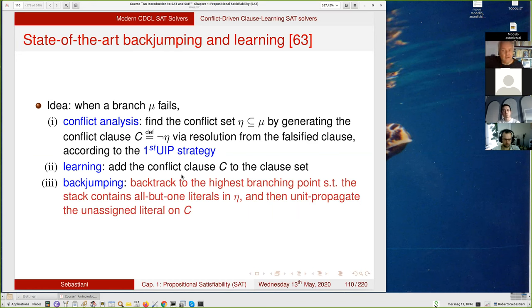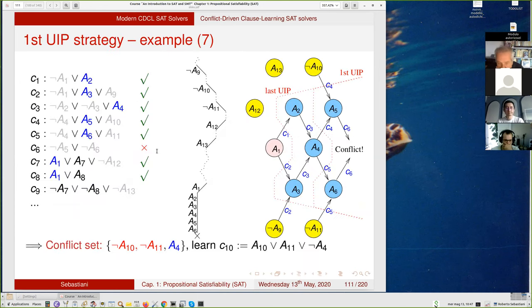Oh, if only I had known this clause, when I took that decision, I should have instead unipropagated that value instead of taking this decision. Okay? Oh, if only I had known that. Okay? That's the idea. Okay. Let's see what happens here.